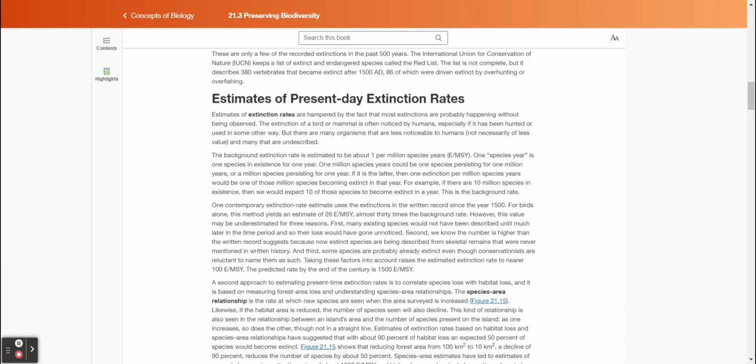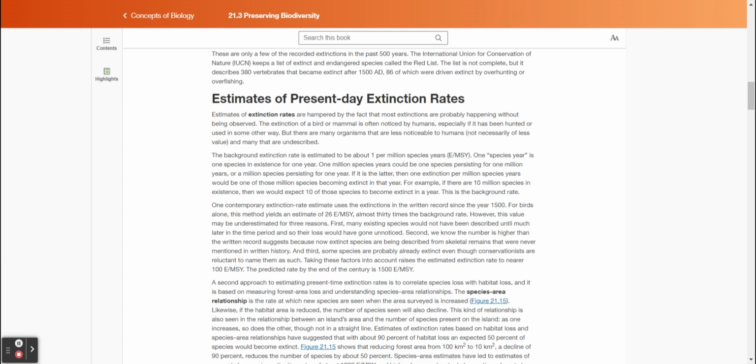The background extinction rate is estimated to be about 1 per million species years. One species year is one species in existence for 1 year. 1 million species years could be one species persisting for 1 million years, or a million species persisting for 1 year. If it is the latter, then one extinction per million species years would be one of those million species becoming extinct in that year. For example, if there are 10 million species in existence, then we would expect 10 of those species to become extinct in a year. This is the background rate.